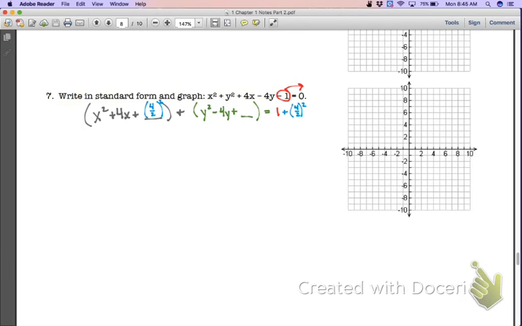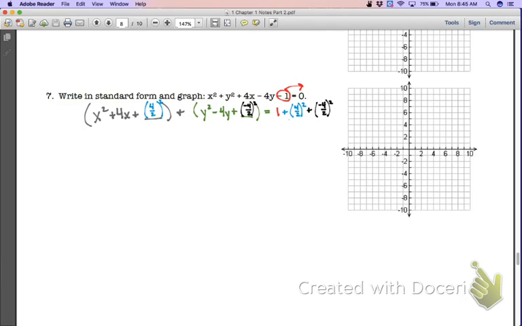Now let's take it and do the y the same way. So now instead of it being a positive 4, it's going to be a negative 4 divided by 2, quantity squared, plus negative 4 divided by 2, quantity squared. Now we're going to take these two completed squares and we're going to turn it into my circle standard form.